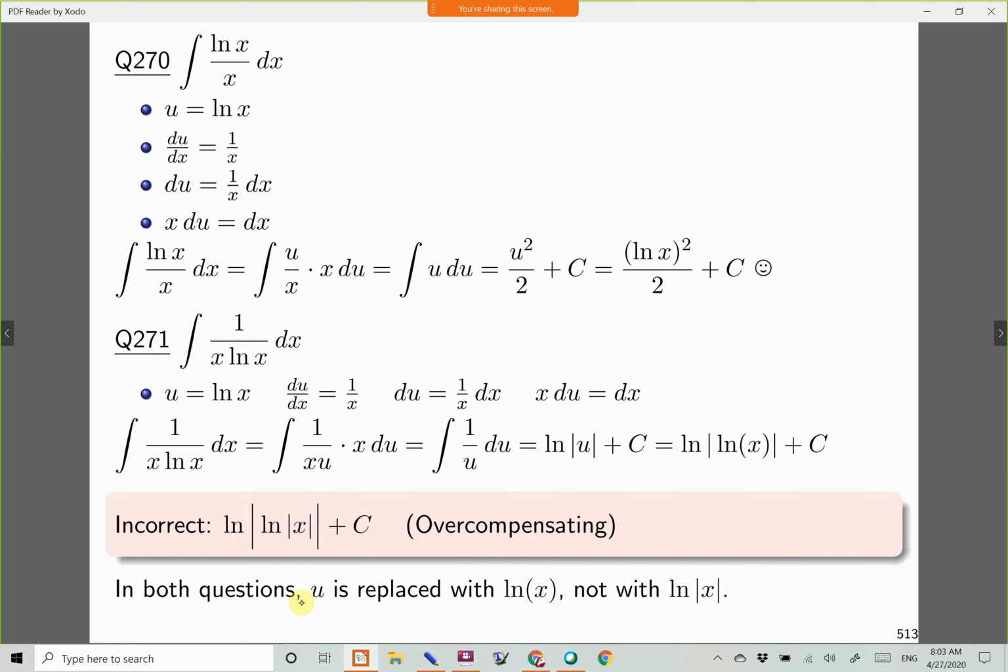And in fact, because in question 270, u was ln of x, no absolute values, you'll notice the final answer has no absolute values anywhere. The only reason absolute values appeared anywhere in this question is because of the standard antiderivative rule for 1 over u. So it's a little strange at first to think about these things, but I guess the point of this process is when doing substitution, just be as literal as possible.